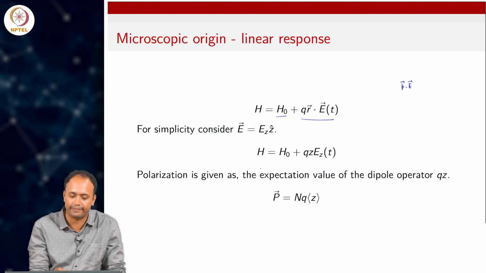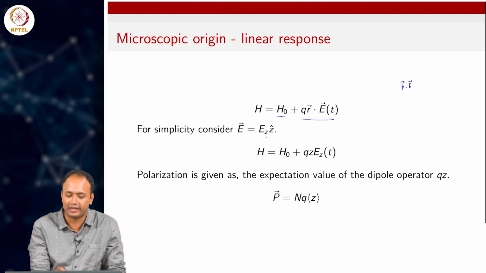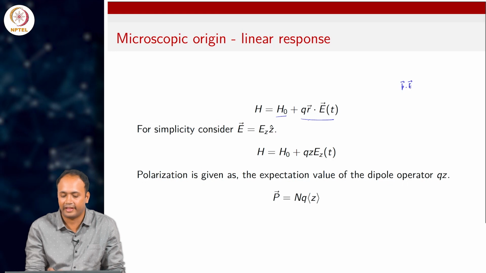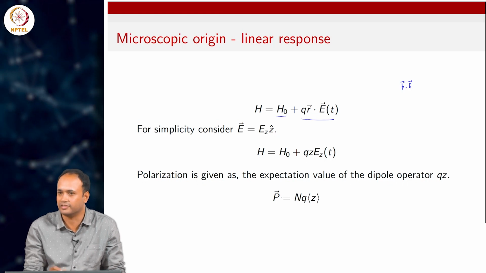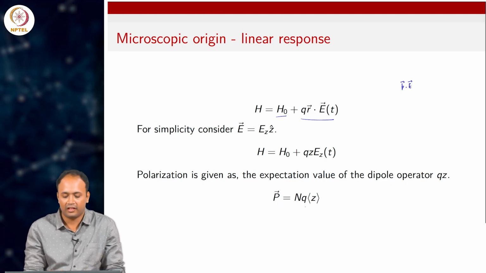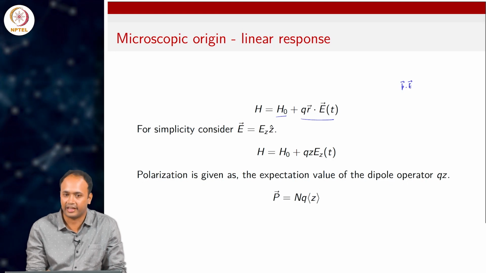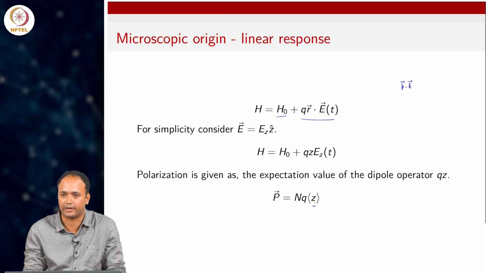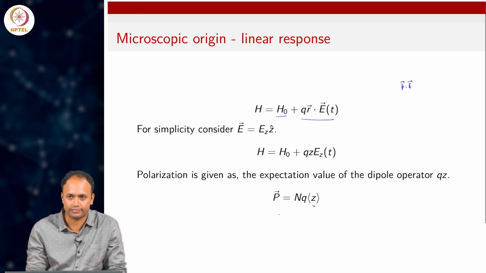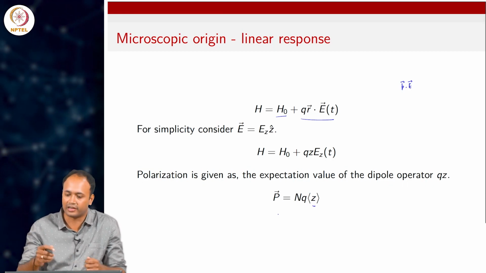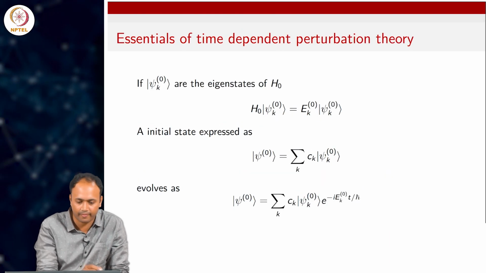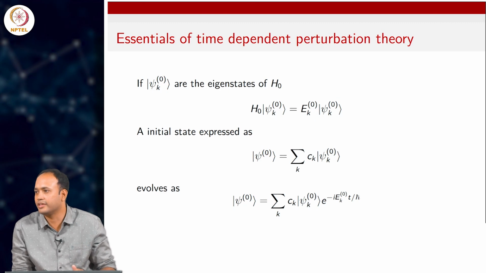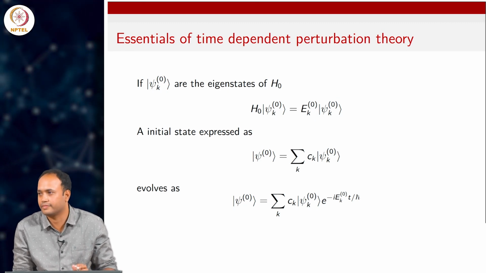Now also, just to keep things simple, let's assume that the electric field is along Z, Z polarized light, and that gives you just QZ times EZ. Okay. And then instead of computing the expectation value for the general R operator, you just need to compute the expectation value of the Z operator, because you're generating polarization only along the Z direction. Now you can solve this for weak fields using time dependent perturbation theory.